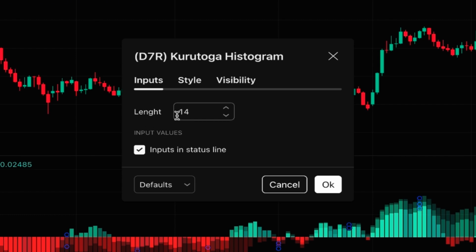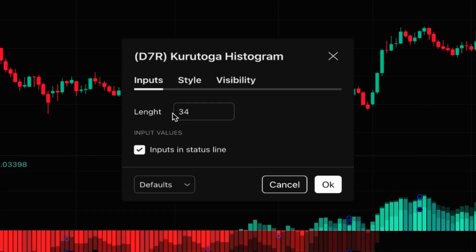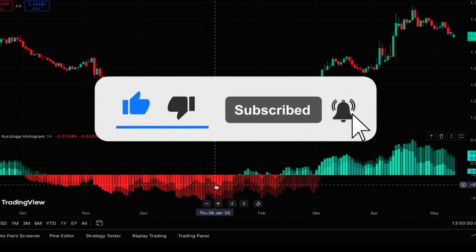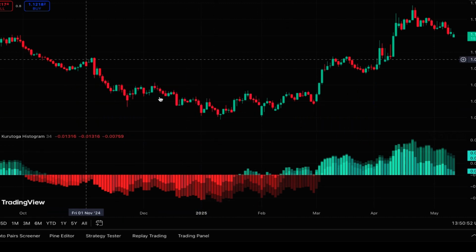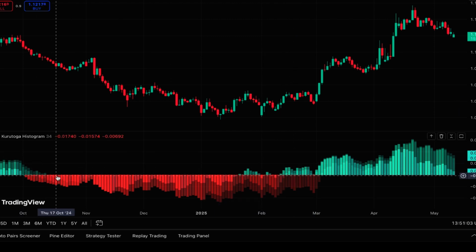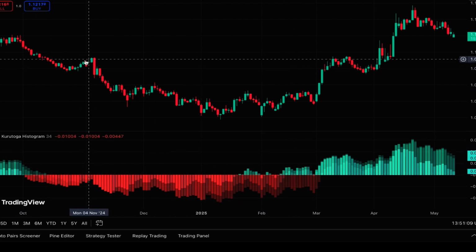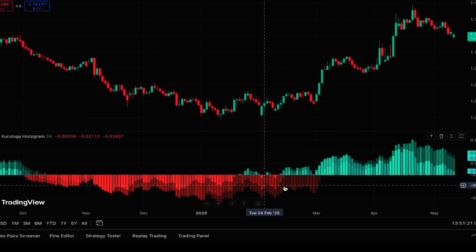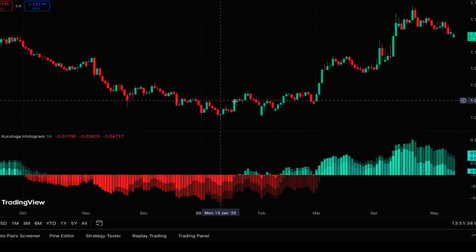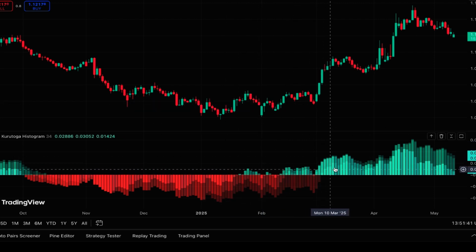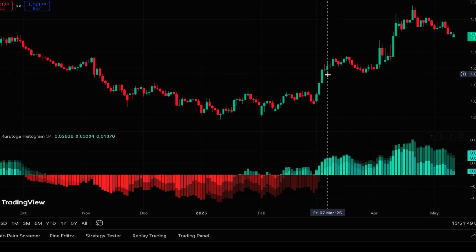For example, if we set the length at 34, you can see that now the indicator is performing much better in giving information where the market is trending and where the market is not trending. For example, from here we have only red bars telling us that the market is in a downtrend, and from here up to here we have both red bars and green bars at the same time, and this tells us that the market is not trending and the price is moving flat. And from here you can see that we have only green bars telling us that the market is in an uptrend.